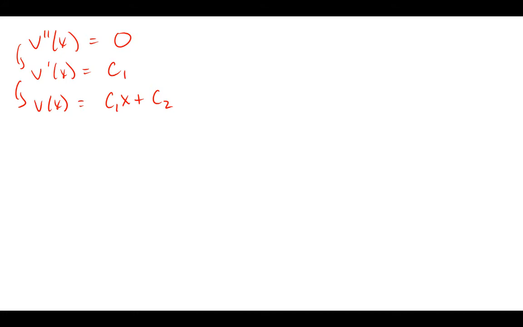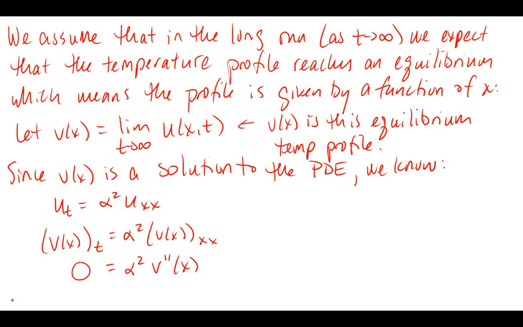Hopefully I didn't lose anybody here. I did one integral, and then another integral, which gets me to v. But who is this v? V of x is any of these things we wrote down. It's the equilibrium temperature profile, which sounds fancy, but all it is is the temperature, what the temperature is going to look like in the long run.